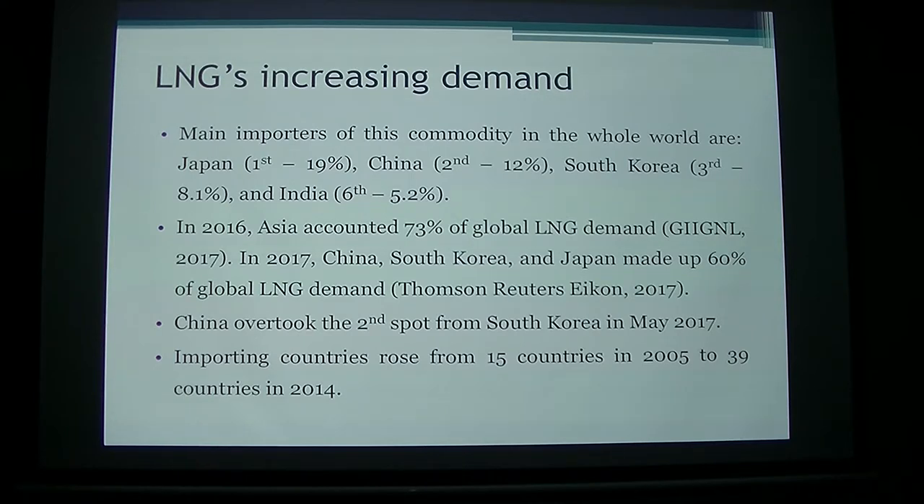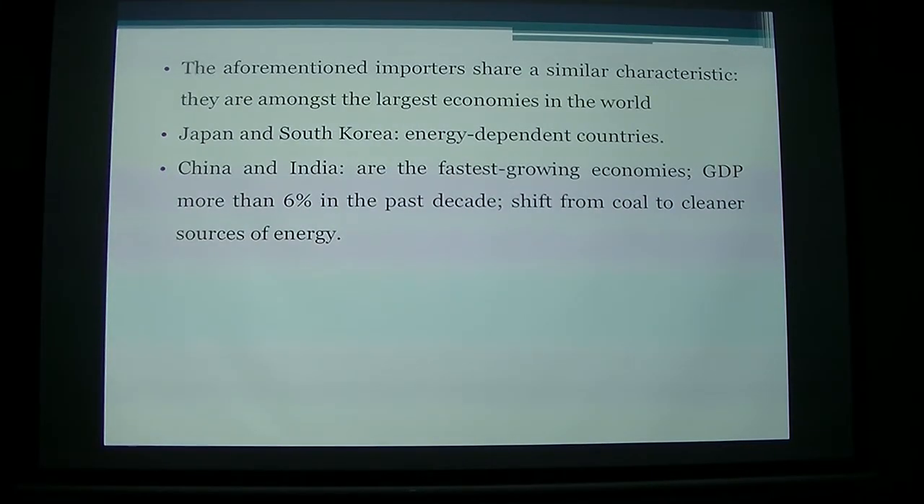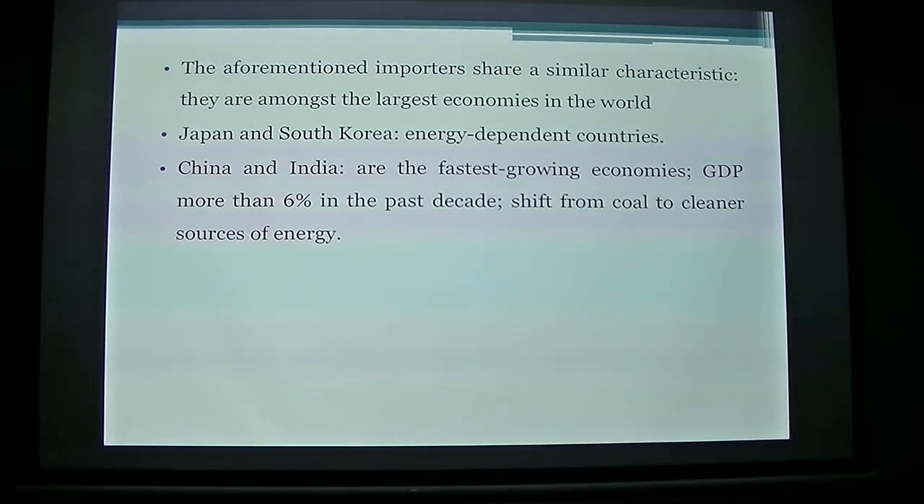China is growing with their demand, such that they overtook the second spot from South Korea in May 2017. It is expected that in the future they will overtake Japan's spot as the biggest importer of gas. Also, the number of countries that import gas is increasing from 2005 to 2015.